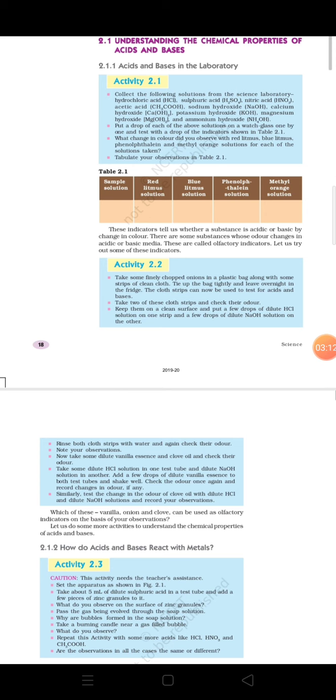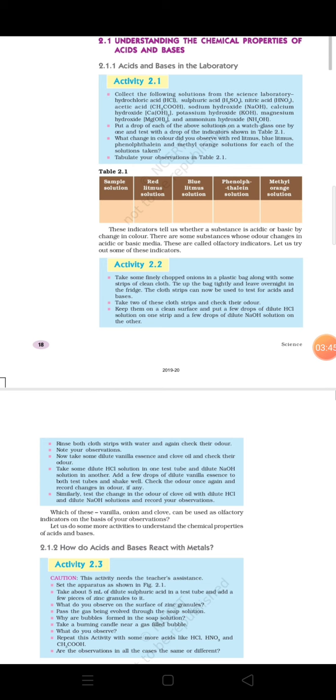Now the next indicator we have is blue litmus solution. You can do this in the same manner. If you take an acidic solution and add blue litmus solution, you will see the color changing from blue to red, whereas if you take any basic solution or basic medium and add blue litmus solution, the color will remain the same, there won't be any change in color. Now these two are very easy and you might know this already.